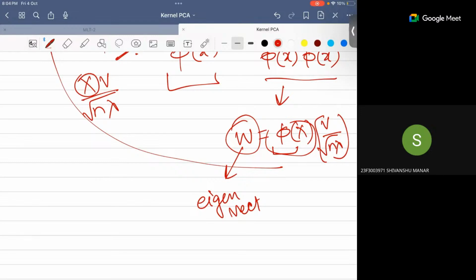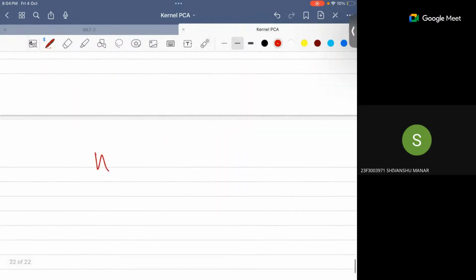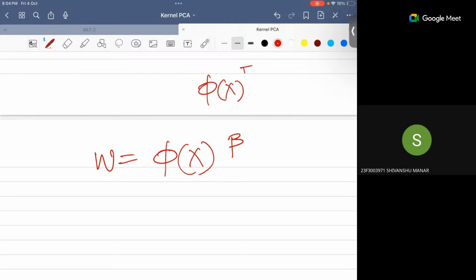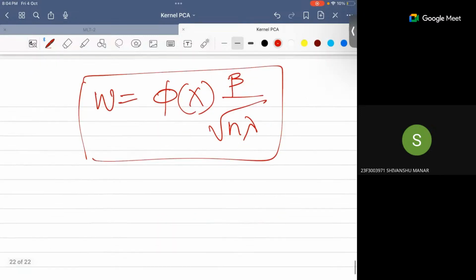But one thing we will be able to calculate. W equals phi of x transpose times, for example, if beta was the eigenvector corresponding to this matrix, phi of x transpose phi of x. So we'll be left with n lambda. So this would be the value, correct? But what will happen? Because we don't have this phi of x, this mapping, we don't have it.